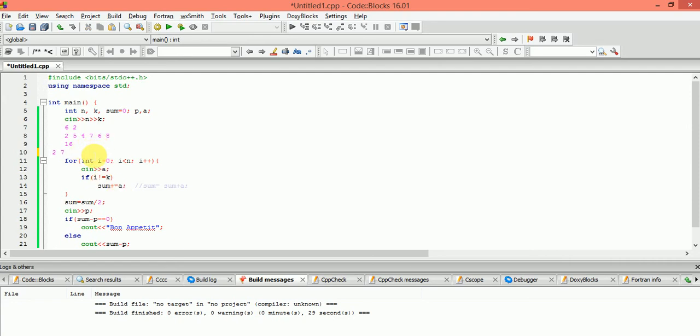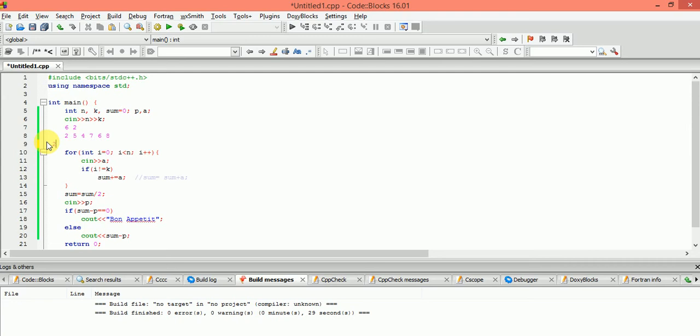Now it will add 7, then 14, then 20, then 28. So except for the 4, the items 2, 5, 7, 6 and 8 will be added, so the final value will be 28, and 28 is the total amount that should be shared. So 28 will be divided by 2, and that will be 14.